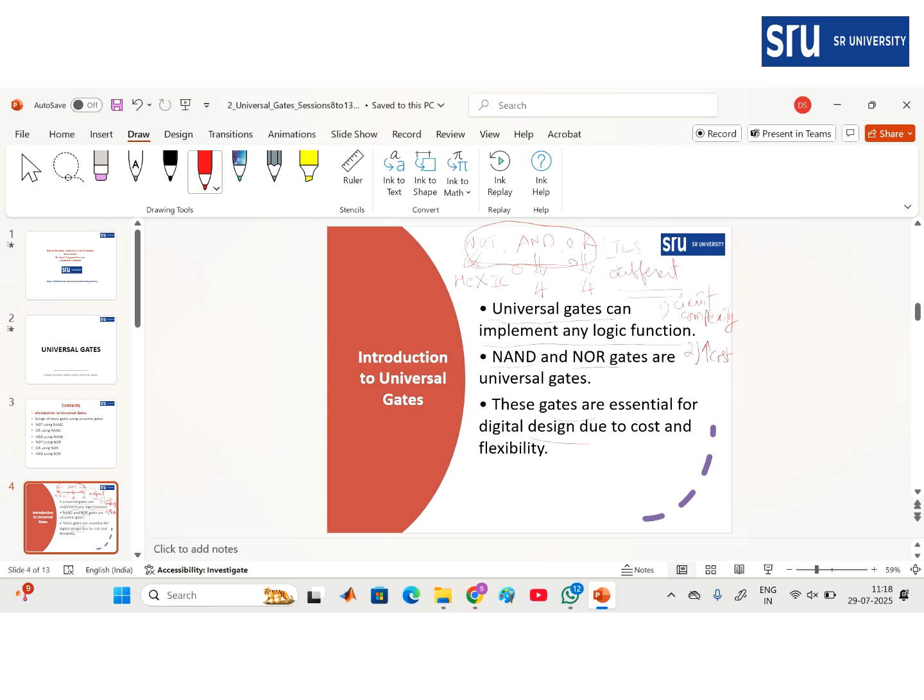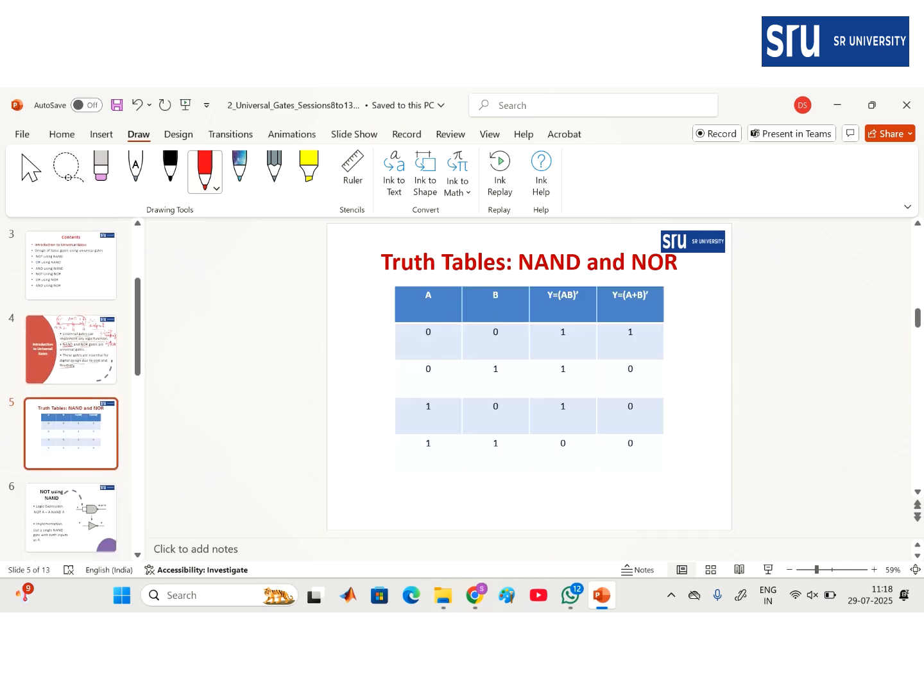Instead of these individual basic gates, if you are designing purely using a NAND gate or NOR gate, universal gates, then cost will be reduced as well as circuit complexity will be reduced, and the circuit will be more flexible. So this is the introduction to universal gates. Now coming back to NAND gate and NOR gate.